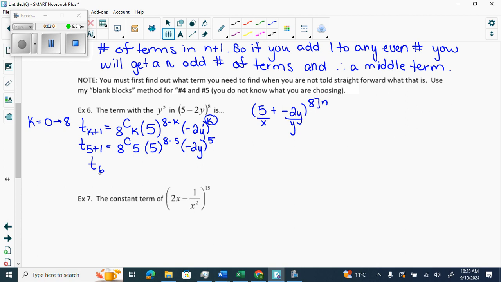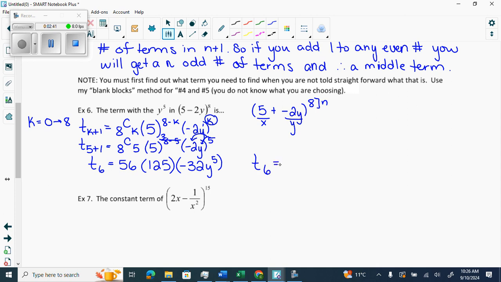Does anyone know what 8c5 is? I think it's 56. Yeah? Here's the 56. And then 5 to the 3 is 125. And then we have to remember to distribute the 5 into the negative 2 and the y. And if you're somebody who didn't do the negative 2 again, remind yourself. So it's negative 2 to the 5 is negative 32. Y to the 5.